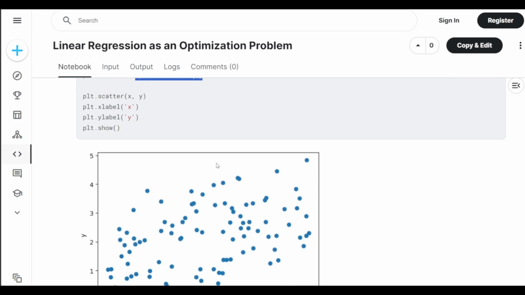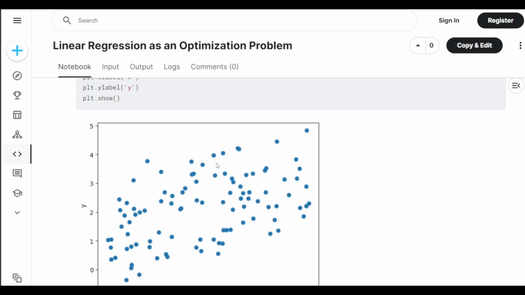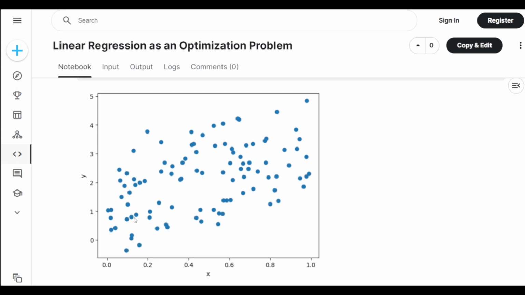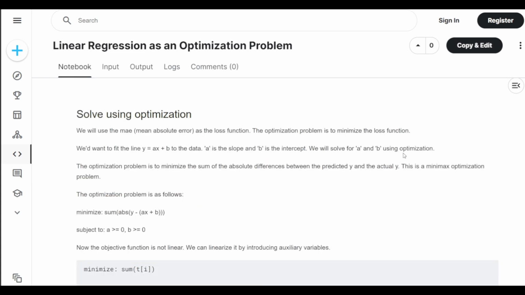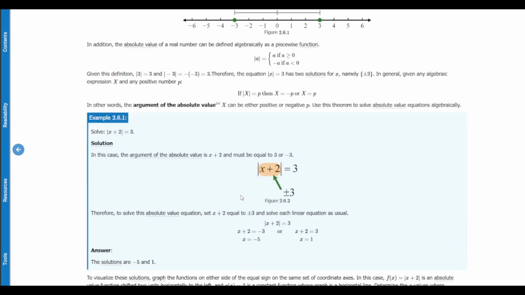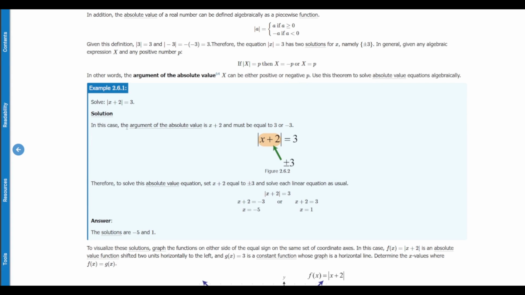And if we plot this data now, this is how it would look like. This is the x-axis, this is the y-axis. Objective would be to find a best fit line for all of these data points. Now, before modeling this as an optimization problem, let's quickly look at an example on a website called LibreText Mathematics. Here, they want us to solve an equation: the absolute value of x plus 2 is equal to 3.